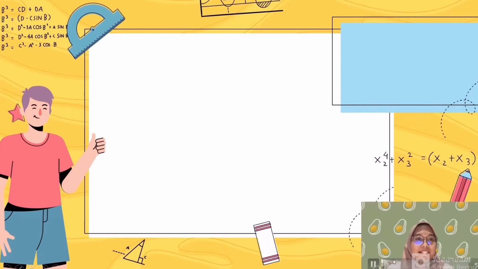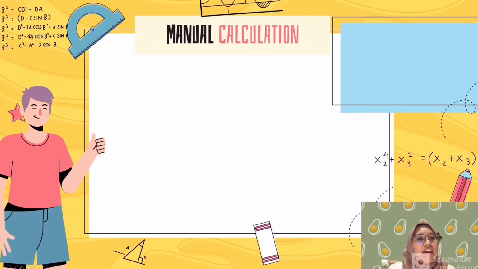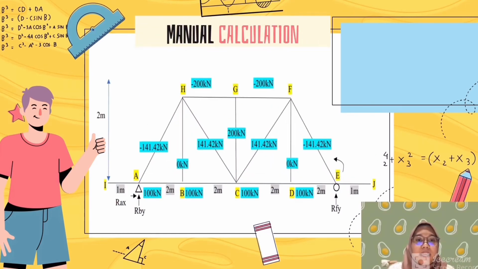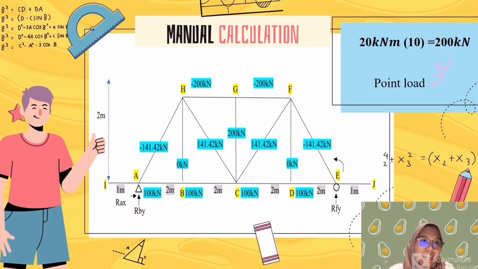Hi, my name is Nadiliana binti Anwar. So I will continue my part about manual calculation. Okay, first we use 20 kN per meter to overall length of the bridge, which is 10 meter. To determine the point load, we need to multiply 20 kN per meter with 10 meter to get the point load, which is 200 kN.